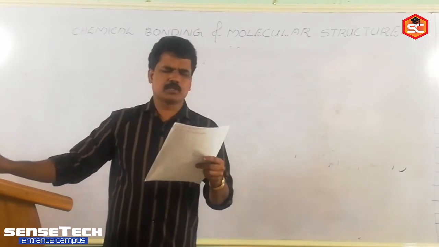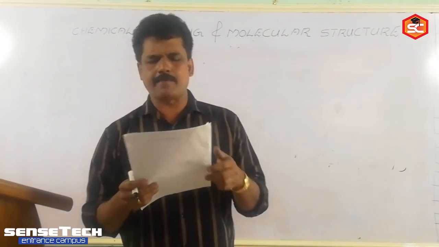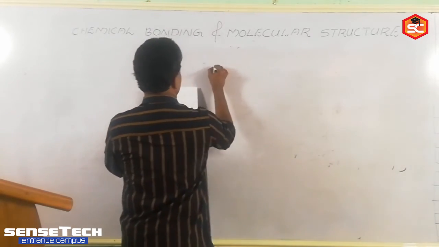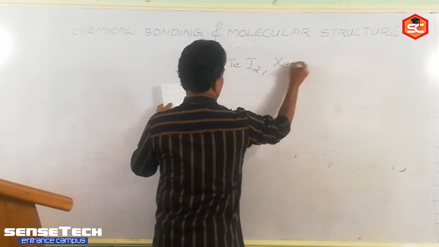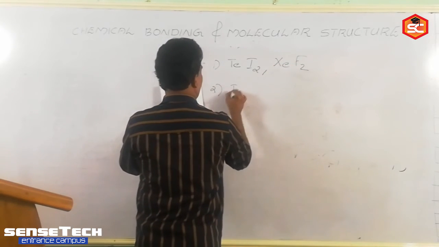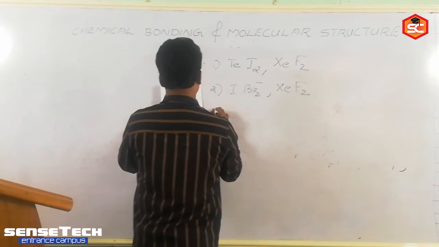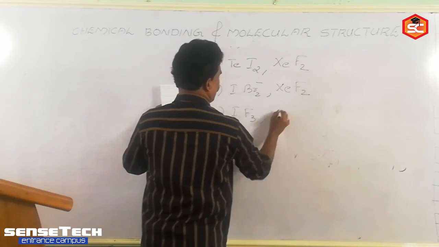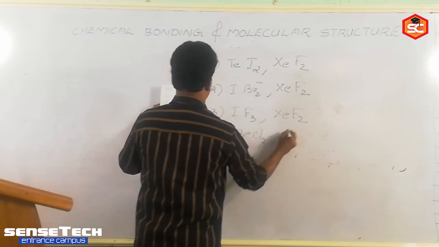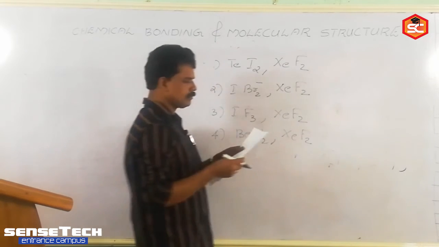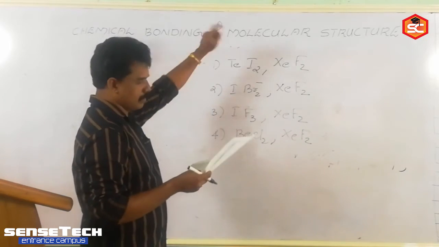Next question. Which of the following pairs of compounds is isoelectronic and isostructural? Isoelectronic means same number of electrons, and isostructural means same structure. First option is TeI2 and XeF2. Second option IBr2 minus and XeF2. Third one IF3 and XeF2. And fourth one BeCl2 and XeF2.